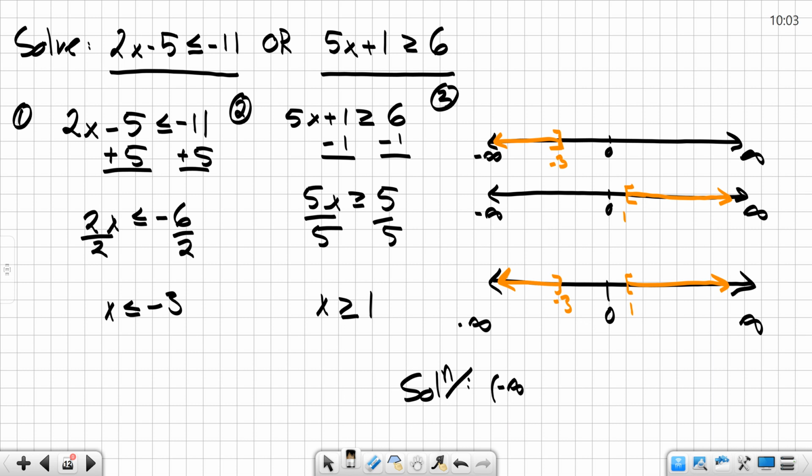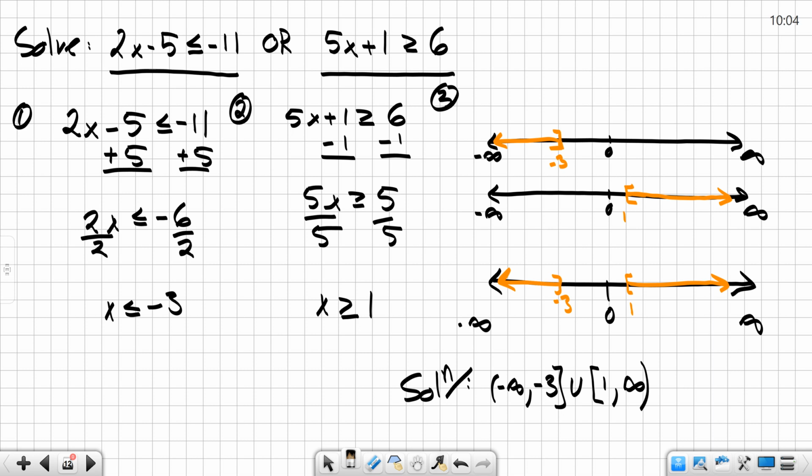From negative infinity to negative 3. And now I have a union sign. And the second set was from 1 to positive infinity. Negative 3 and positive 1 both get brackets. So if I now would pick a number, I would have to pick a number out of either the left set or the right set.